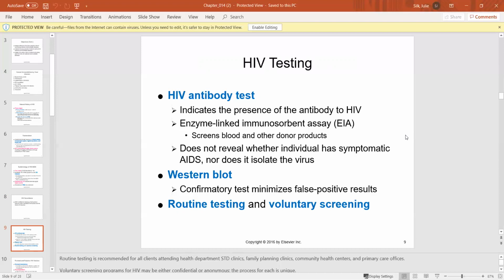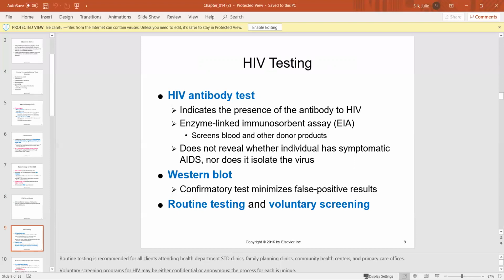So if you were testing someone for this, you would do that antibody test first, and then if it comes back positive, then you would move on to the Western blot. The Western blot is going to be your second test that you do, and that's going to confirm if that antibody test was correct or not. So it minimizes false positive results because sometimes people are worried about that.